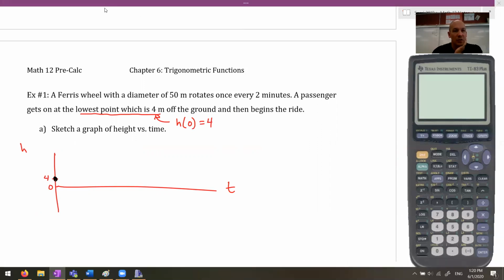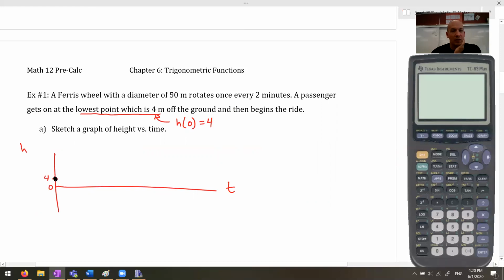Okay, so then what we're going to do is use our brains here. We're going to say the Ferris wheel has a diameter of 50 meters. So what's the maximum height you can get to? And all of you at home saying 54, good for you. Because if it's got a diameter of 50, then the highest you're ever going to get is 50 higher than 4.